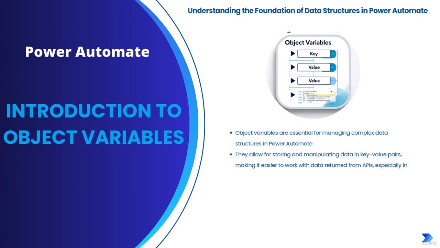Object variables store data in key-value pairs, which makes it much easier to work with data returned from APIs, especially when that data is formatted in JSON. As we progress, you'll see how crucial these object variables are for building efficient workflows.